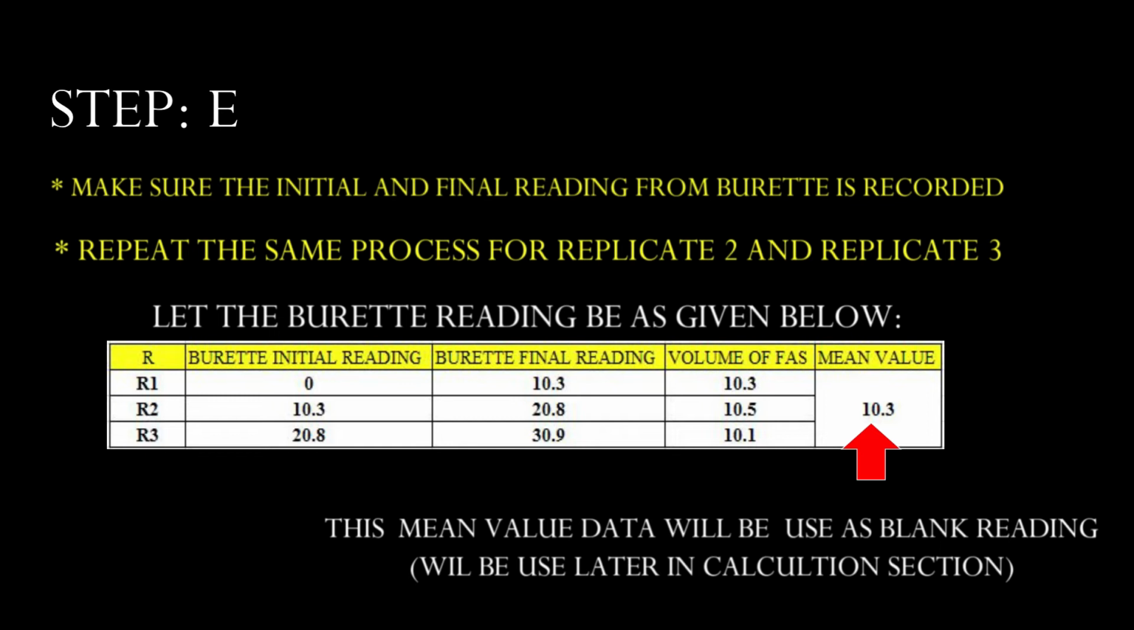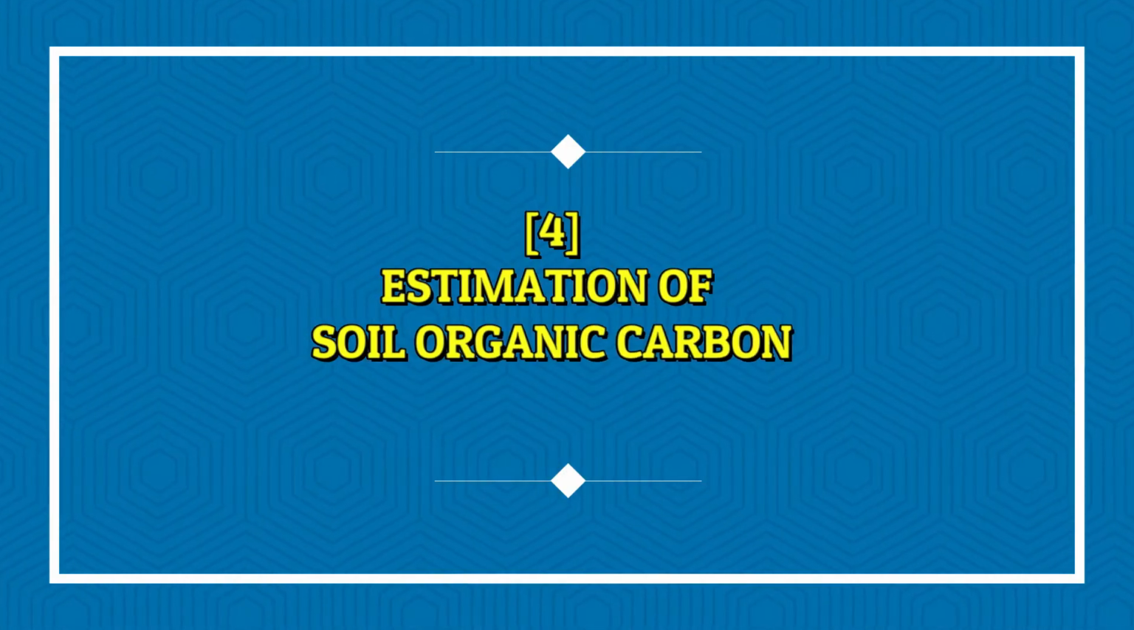And this 10.3 value will be the mean value data that will be used as a blank reading later in the calculation section. So remember this value, later on we'll use it. Now we'll move on to the fourth stage, that is the estimation of soil organic carbon.